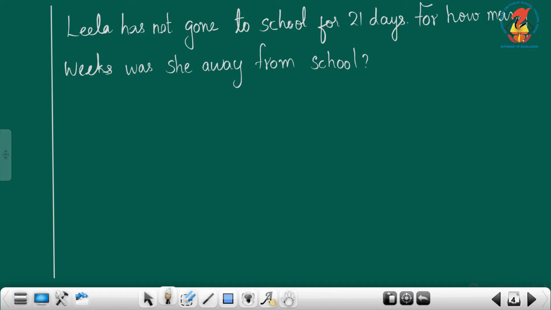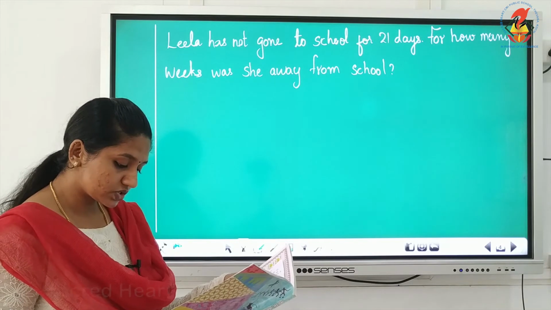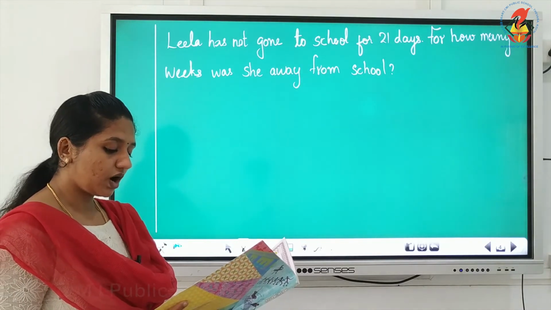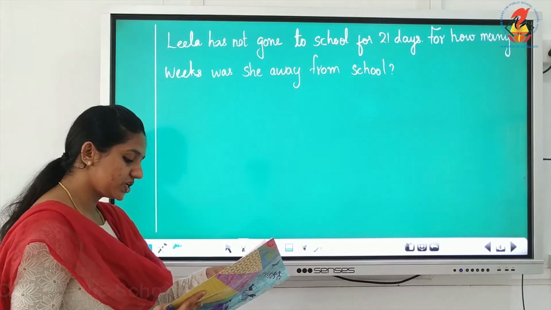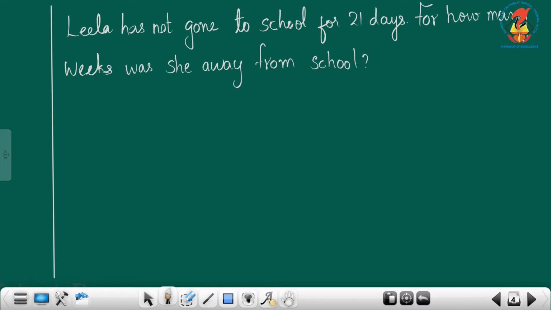Okay, Leela has not gone to school for 21 days. Then, for how many weeks was she away from school? Leela has not gone to school for 21 days. For how many weeks was she away from school? That is the question. So, the number of days Leela was absent is 21.